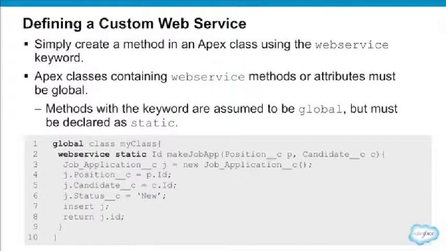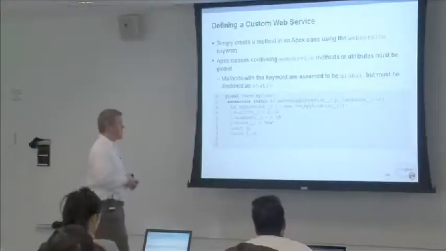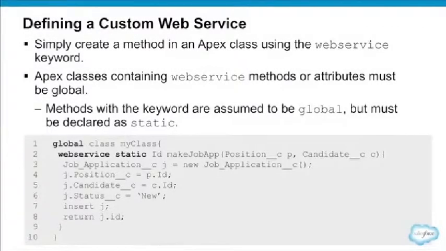In addition, you'll notice that we don't have an access modifier. Web service is implicitly global. So it's not that it's private. It's just that when you apply the web service keyword, it is implicitly global. Here we have a custom web service. It is simply a method inside of our global class.